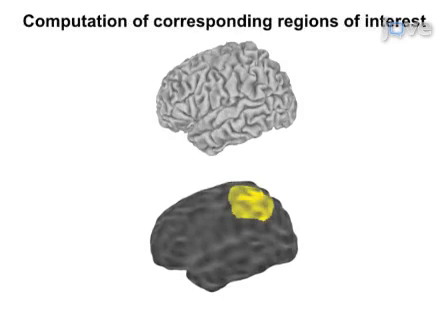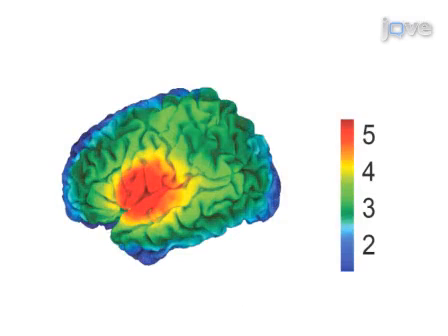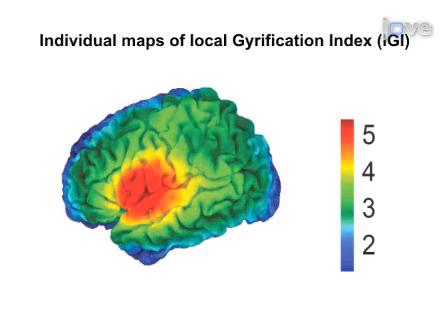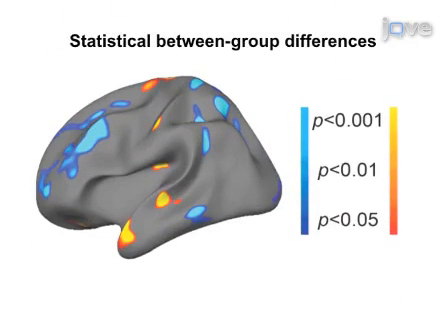Next, hundreds of overlapping circular regions are created over the outer surface and are matched to their corresponding patch of cortical area. Then the ratio of both corresponding regions is calculated at each point, resulting in individual maps of local gyrification, which can be subsequently used for statistical comparisons between different diagnostic groups.